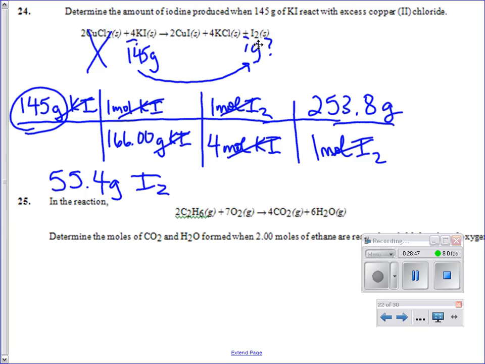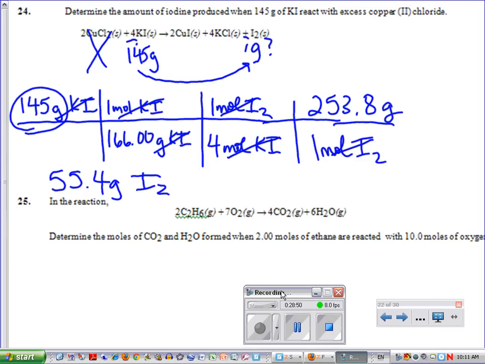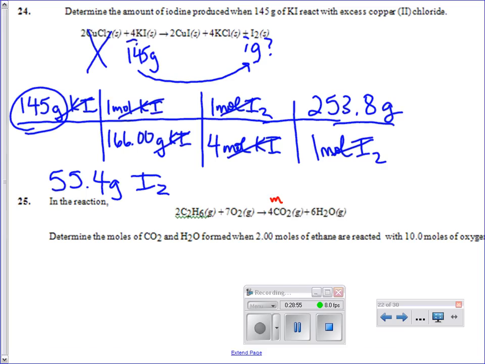I'm going to show you these problems which are a little more complex in that, like here it says, determine the moles of CO2. We're going to look for moles of this and H2O formed of this as well when 2 moles of this are reacting with 10 moles of that. Can anyone see the difference between the problem we just did and this one? What is the difference? What did you say? Well, this is kind of multi-step to me.